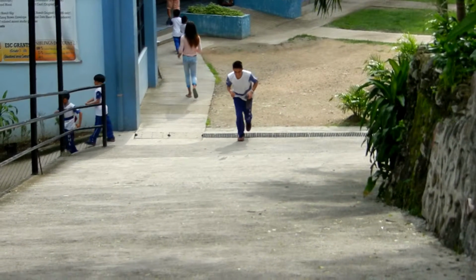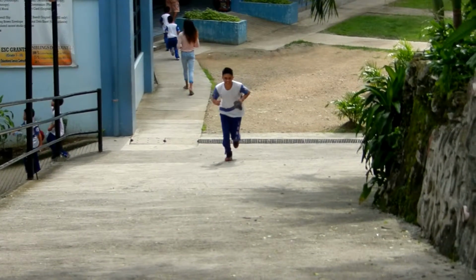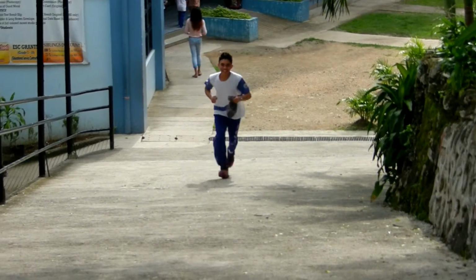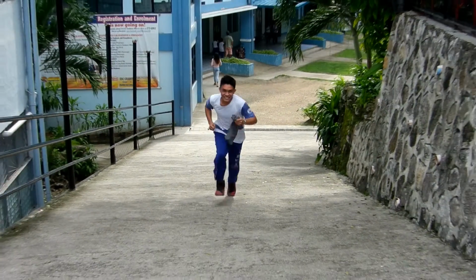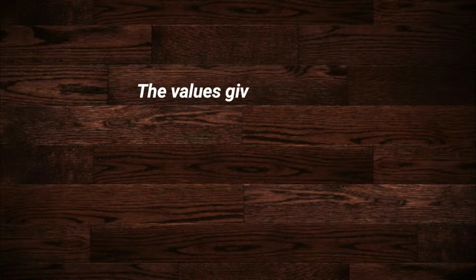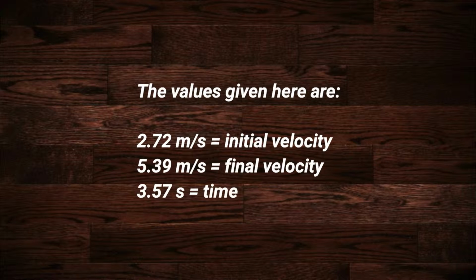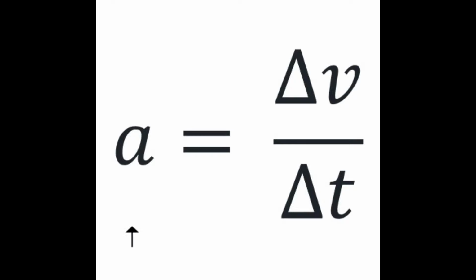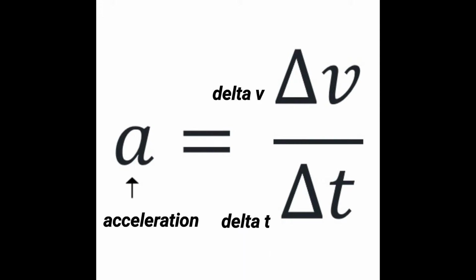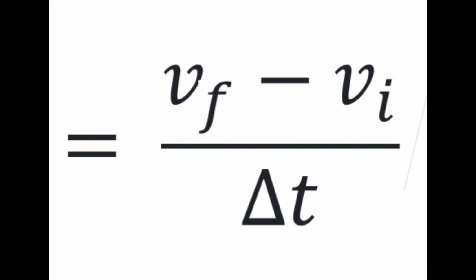John Jay decides to jog and accelerates from 2.72 meters per second to 5.39 meters per second in just 3.57 seconds. The values given here are 2.72 meters per second for initial velocity, 5.39 meters per second for final velocity, and 3.57 seconds for time. To answer this question, we have to use this formula: a for acceleration is equal to delta v divided by delta t. Delta v stands for the final velocity minus initial velocity.